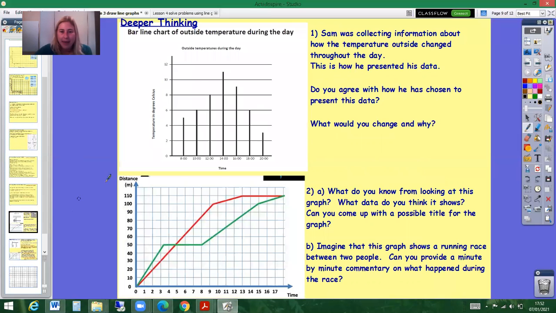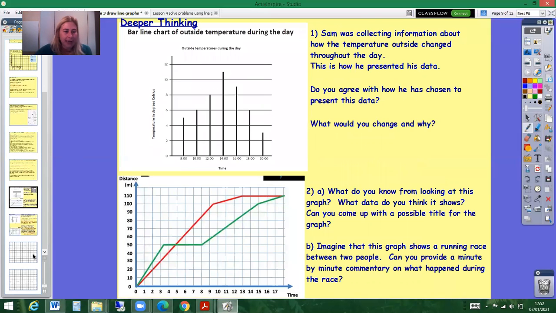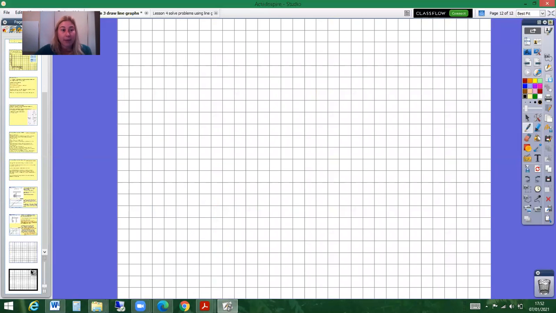Then there's a deeper thinking task, so have a little think about that, and remember that the deeper thinking answers are at the end, but don't skip ahead. If you need squared paper, there is some squared paper at the end of the PDF.